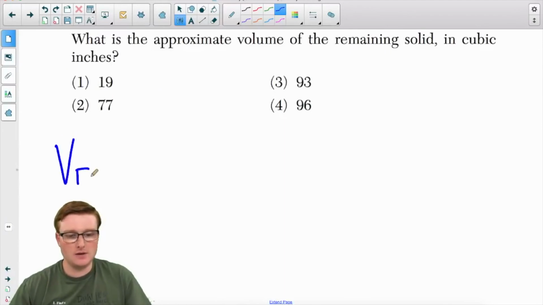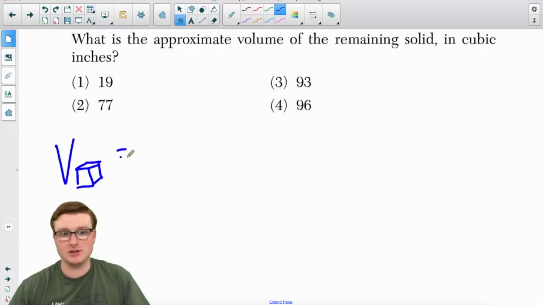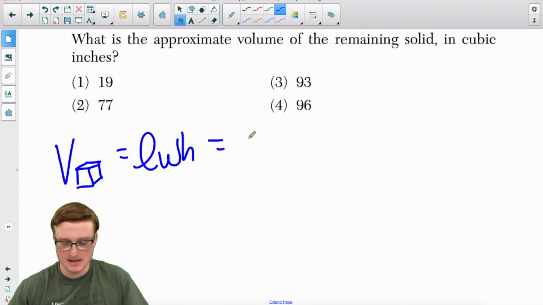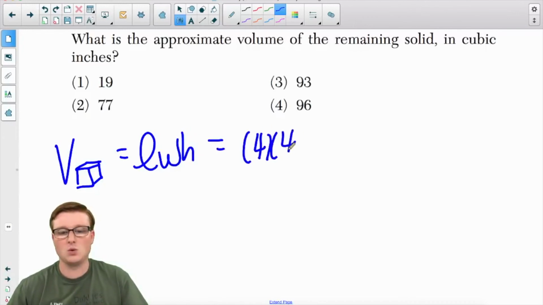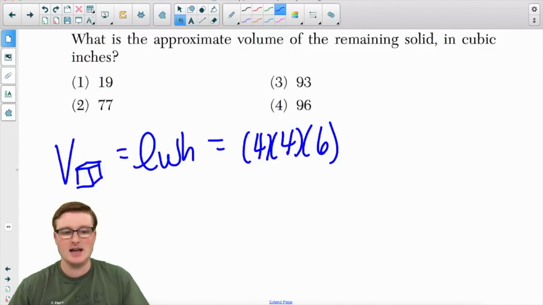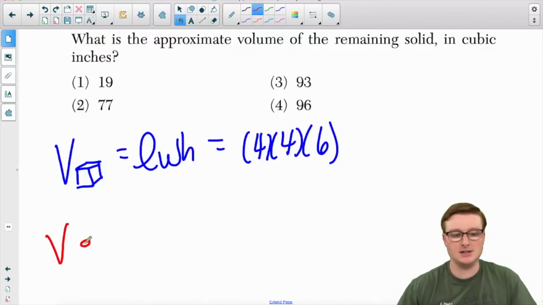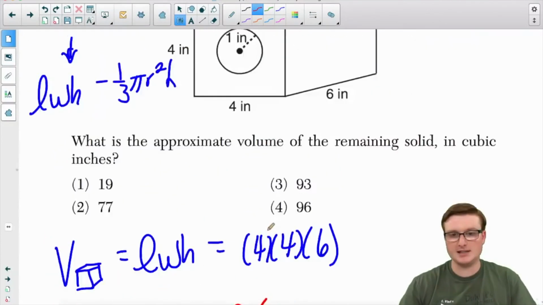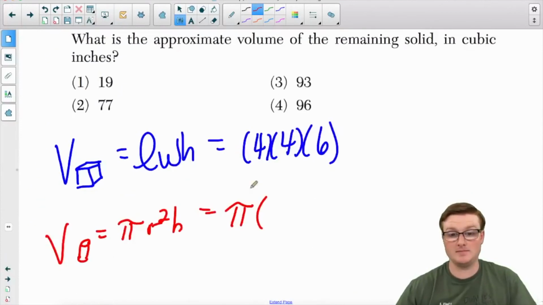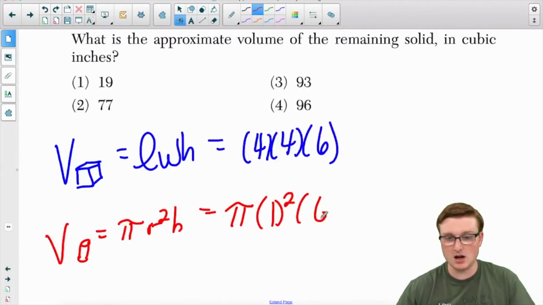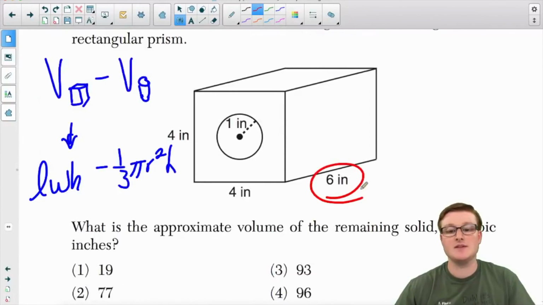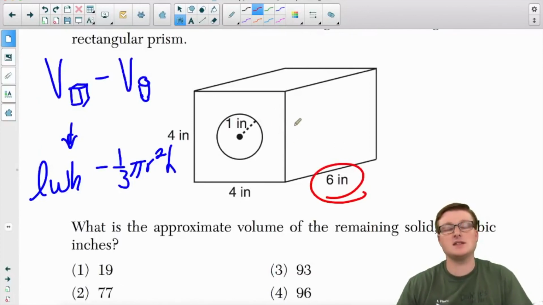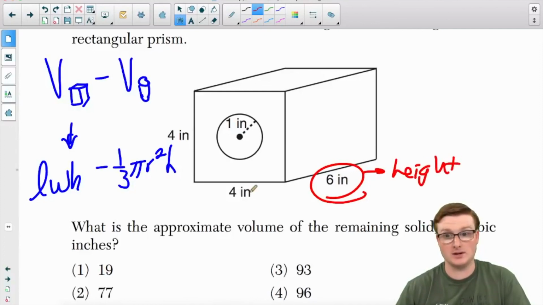So the volume of the rectangular prism is length times width times height. That is going to be 4 times 4 times 6. And the volume of the cylinder is pi r squared times the height. That's going to be pi times the radius. Now, the radius they tell us is 1. So 1 squared times the height of 6. Ladies and gentlemen, if you stand this block up, or if you stand this box up, this is the height of the cylinder, not the 4.